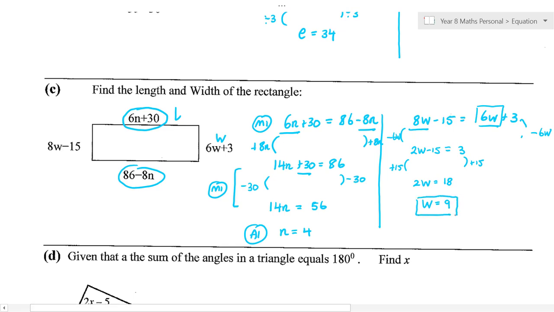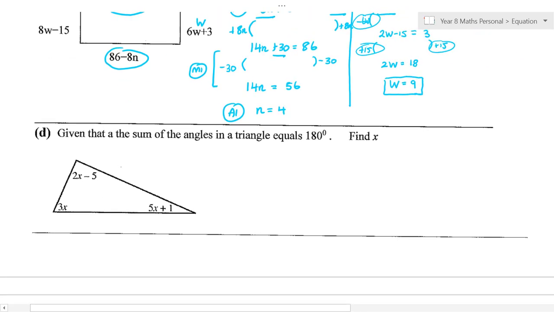But what I will not accept is not showing that you're subtracting 6w or that you're adding 15. If you can get to that last step, 2w is equal to 18, I'm more than happy to allow you to do that.